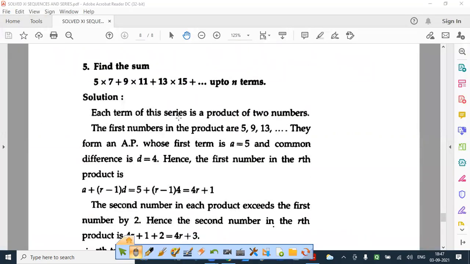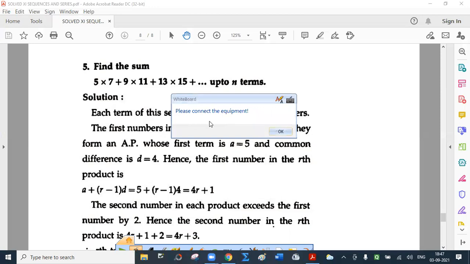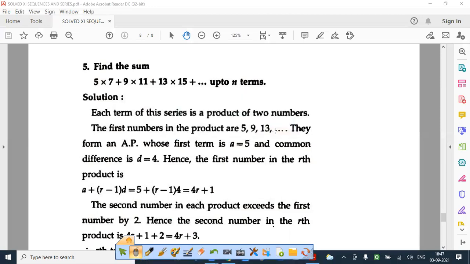Okay. Now listen to me. Each term of this series is a product of two numbers. Observe the first numbers. The first numbers in the product are 5, 9, 13. What is their speciality? They form an arithmetic progression whose first term is 5 and common difference is 4.